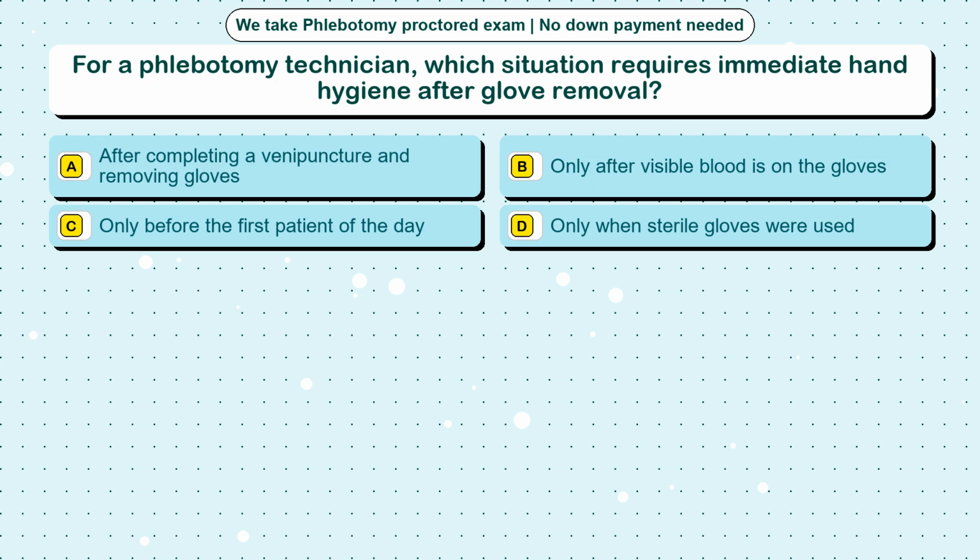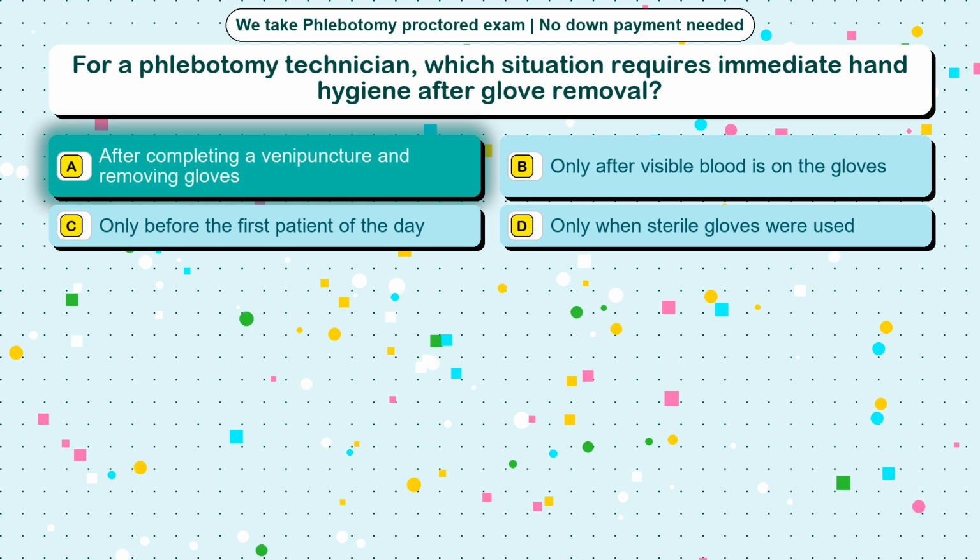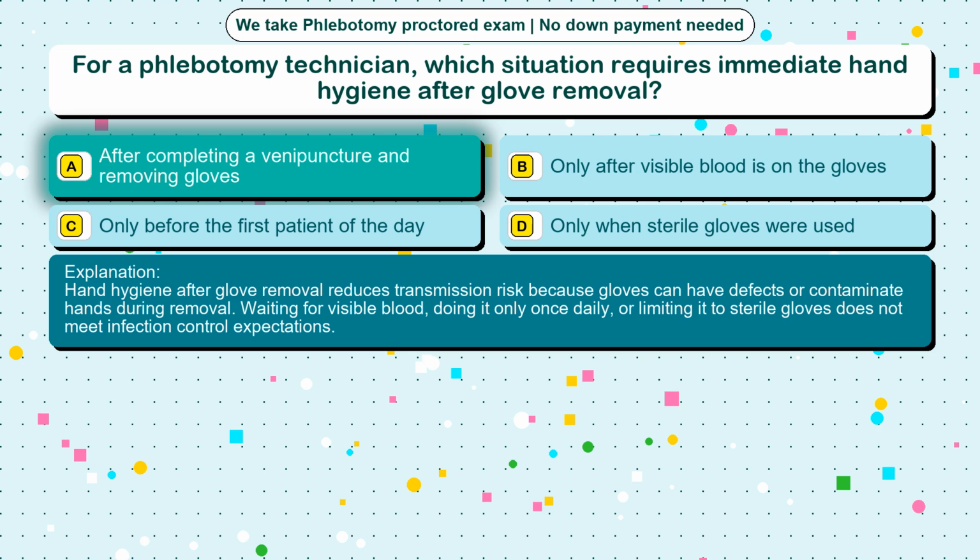Option B. Only after visible blood is on the gloves. Option C. Only before the first patient of the day. Option D. Only when sterile gloves were used. The correct answer is option A. After completing a venipuncture and removing gloves. Hand hygiene after glove removal reduces transmission risk because gloves can have defects or contaminate hands during removal.